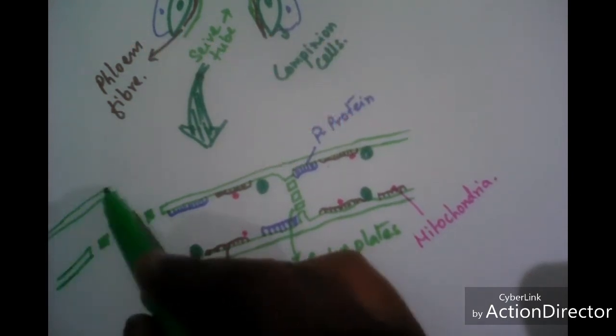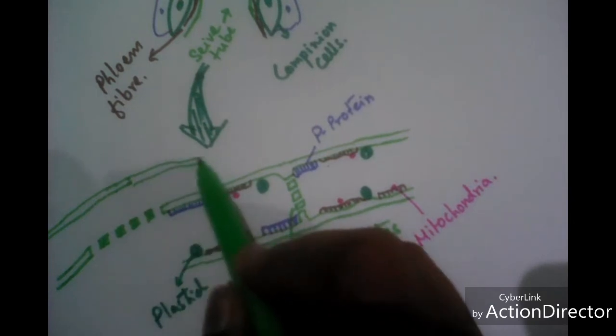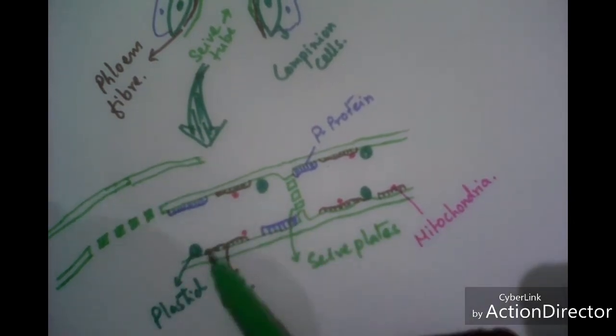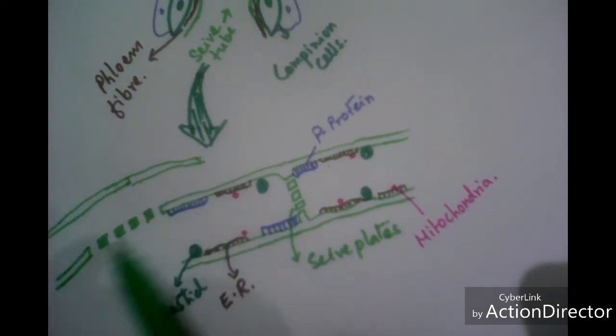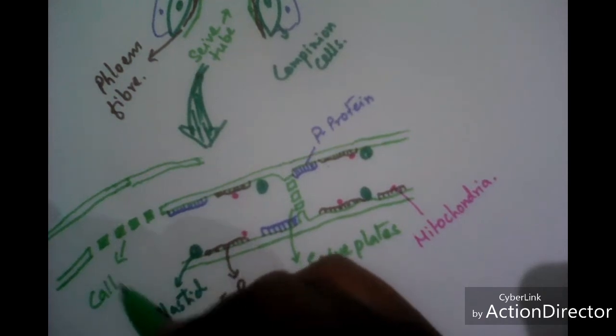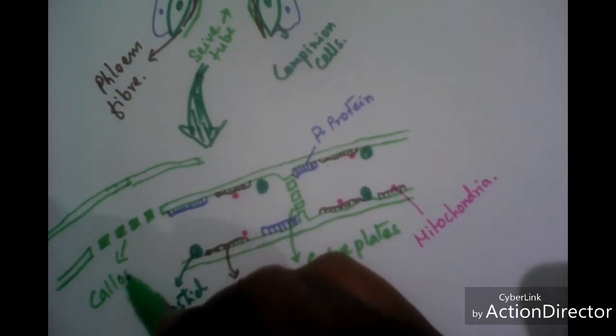Here also a sieve tube, if there a sieve tube is present, like this. So in between two sieve tubes, sometimes a discontinuous gap is present. This is called callose.